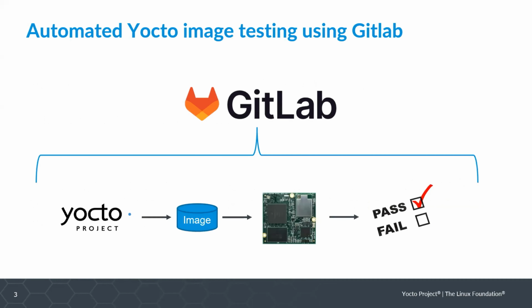So this is a little diagram of basically what this presentation is going to be about, how we can use GitLab to build an image, push it onto a device, and test it.